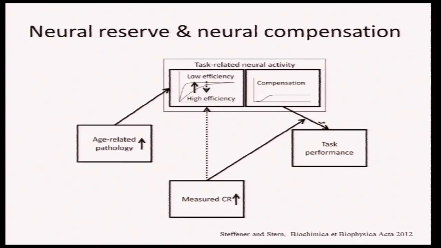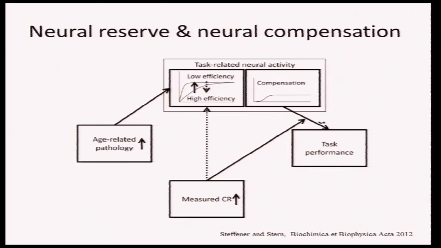But what I have here is a schematic of how we've been thinking about the neural implementation of reserve, and I think it parallels a lot of other people's thinking, although the details might differ in different people's minds. So in this box up on top, we have task-related neural activity. We're challenging somebody with a task in fMRI, and what we see in the face of age-related changes or disease-related changes is often two different kinds of things.